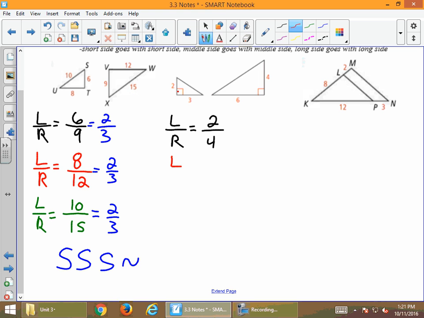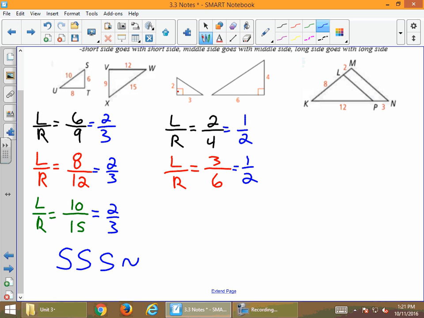It's going to be the left over the right. Left side, next side is 3. What's the other side? 6. As it looks right now, those are not the same, but I should always reduce my fractions. What's 2 over 4 reduced to? One half. 3 over 6 reduced to one half. Good.